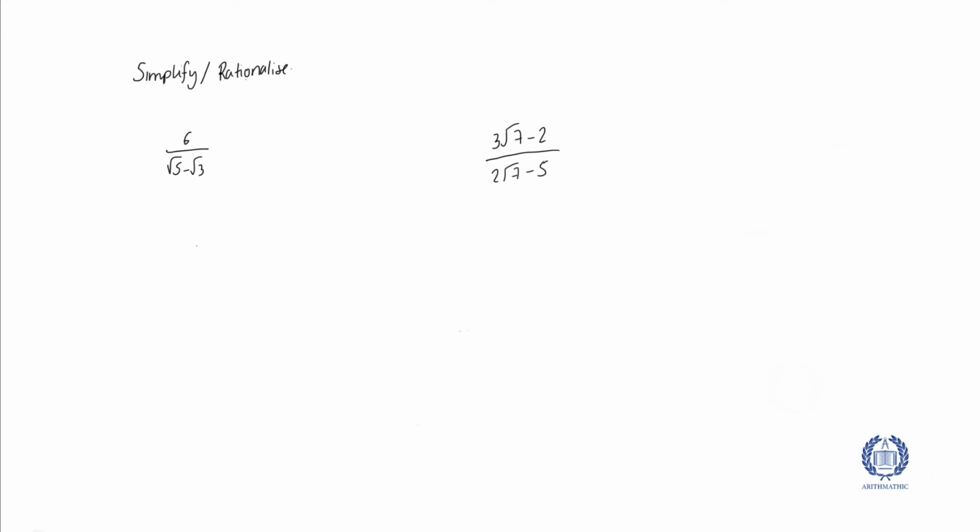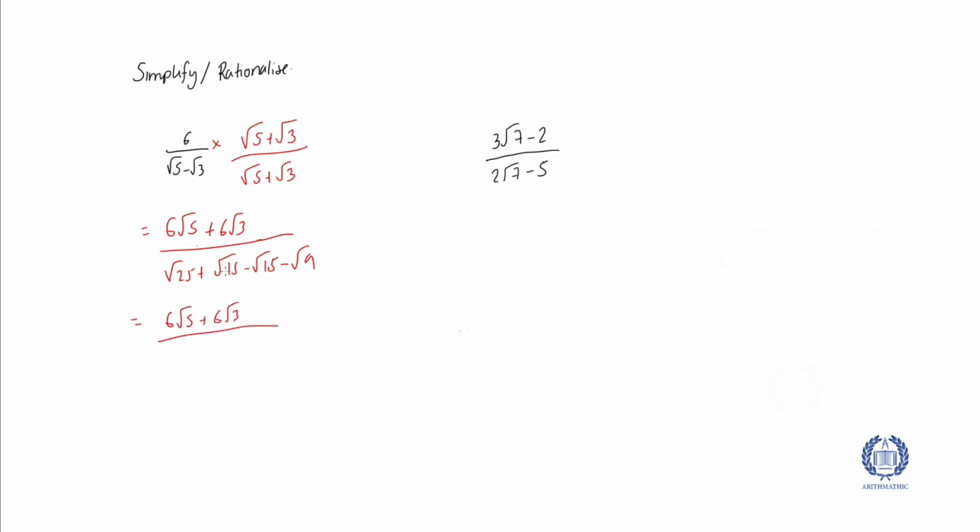Okay, so to work this out, or to rationalize, should I say, we're going to times top and bottom by root 5 plus root 3. So this is going to be 6 root 5 plus 6 root 3 over, that's going to be root 25 plus root 15 minus root 15 and then minus root 9. So that's going to be 6 root 5 plus 6 root 3 over, now root 15 minus root 15 cancels, root 25 is 5, root 9 is 3, so divided by 2. And then you can divide all of this by 2, so you're going to have 3 root 5 plus 3 root 3. That should have been your answer.